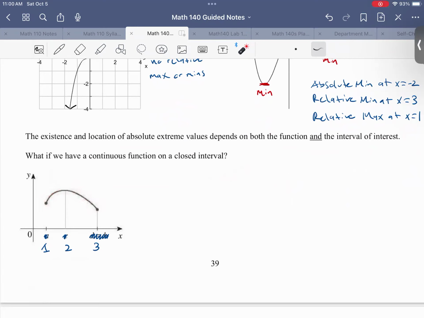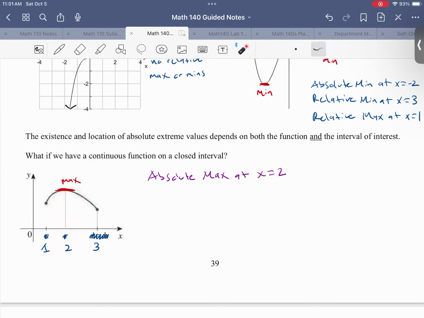So I really only have one kind of obvious max right here. I don't know if it's absolute or relative yet, but in terms of this whole thing, nothing is greater than this guy right here at x equals 2. So what I would say here is absolute max at x equals 2. That guy right there.